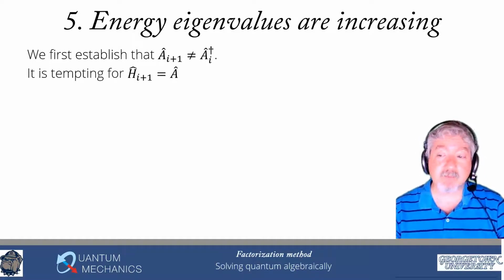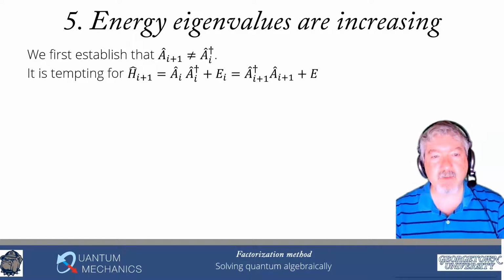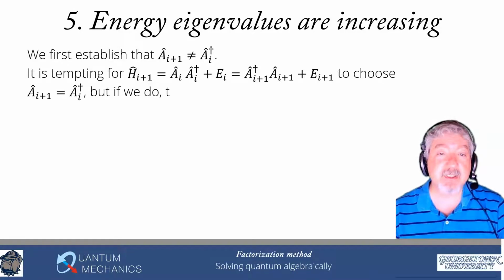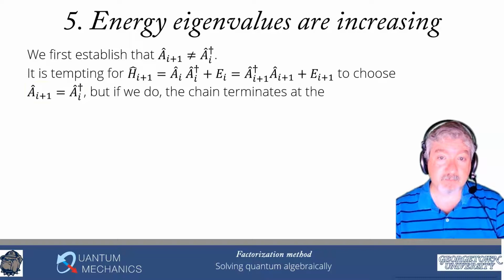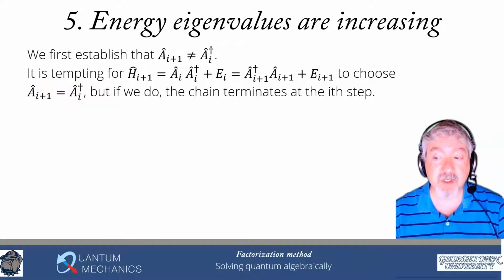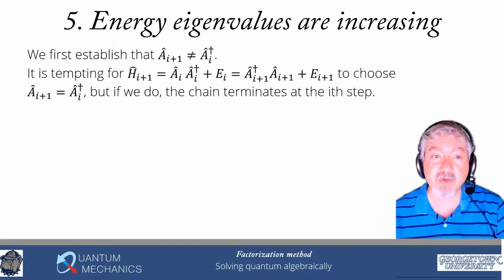Now, it's very tempting from the way that we form this factorization chain, because H_{i+1} is equal to A_i dagger A_i plus E_i. It's very tempting to say, oh, well, that's easy to factorize. Let me take A_{i+1} equal to A_i dagger. Then I don't have to do any work. I've immediately done the factorization. But it turns out if we do this, then the factorization terminates at the ith step, so that there is no I plus first step if we do this.